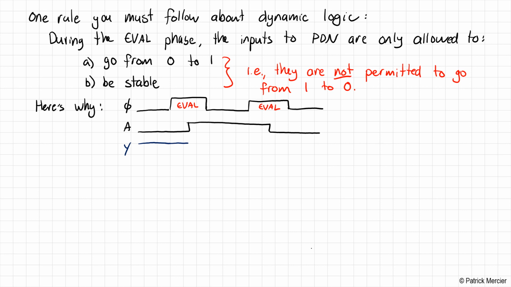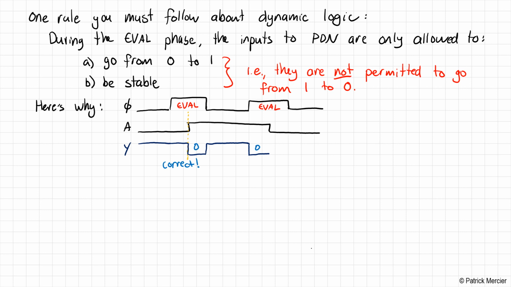But at some point during this evaluate phase, A goes high. That's going to drop the output to 0 and then back up when we re-enter the pre-charge phase. So this is outputting a 0, which is correct. So far so good. Now what happens in the next phase? As soon as we hit the evaluate phase, our output goes to 0, and that's correct. So far so good.